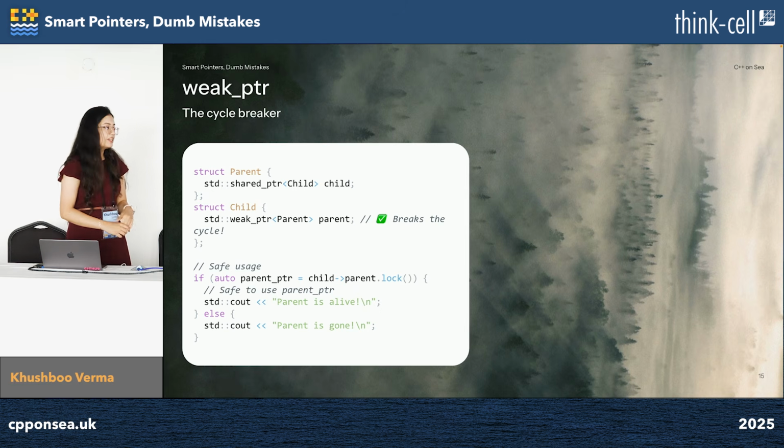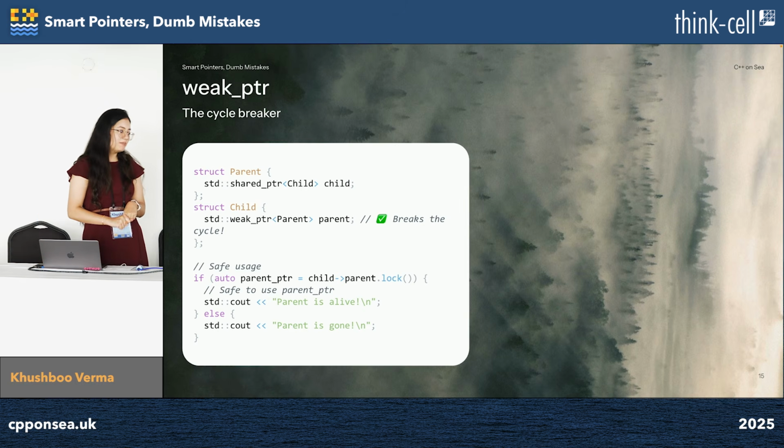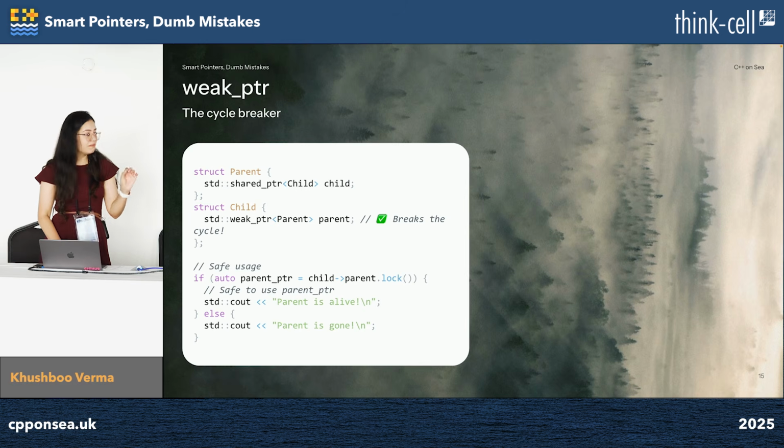In this case, we can actually use something called a weak pointer, or I can also call it the cycle breaker. I would like to show you how I'm using this in the code example below. Just like the previous example, I'm creating a parent structure and a shared pointer to the child structure. But inside the child, I'm not creating a shared pointer now, I'm creating a weak pointer. The weak pointer is now pointing to the parent, and this is now a correct implementation.